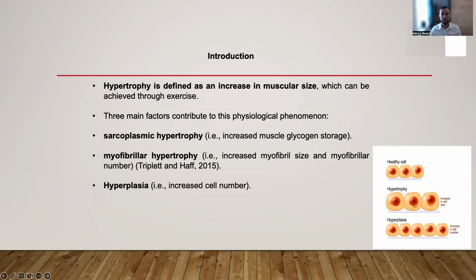Hypertrophy is defined as an increase in muscle size, which can be achieved through exercise. Three main factors contribute to this physiological phenomenon: sarcoplasmic hypertrophy, myofibrillar hypertrophy, and hyperplasia. In this regard, resistance training is considered the gold standard for increasing muscle mass, which is based on three key variables: mechanical stress, metabolic stress, and muscle damage.